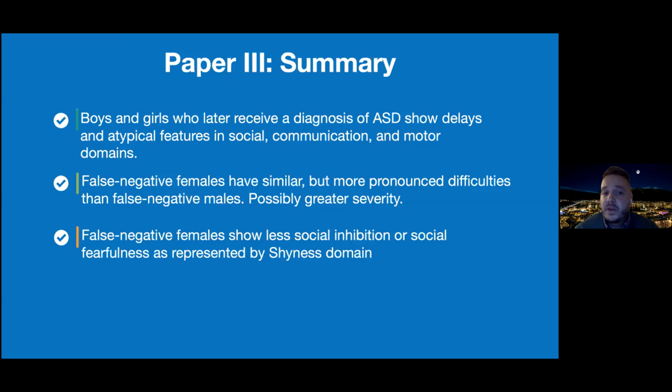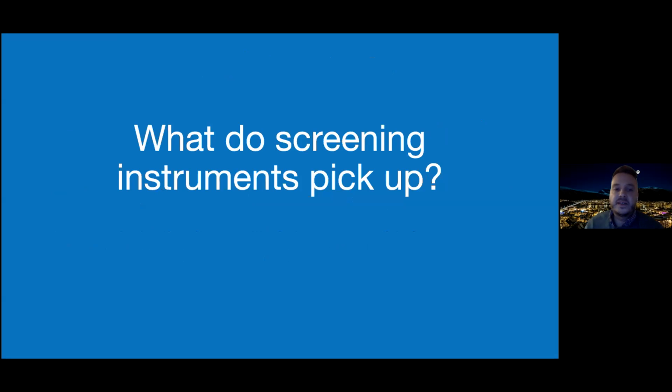So from this study, we know that 76.8% of kids with a later diagnosis of autism pass the MCHAT. No red flags raised, no follow-up, they just pass it. And false negative females have similar but more pronounced difficulties than the false negative boys, which indicates that maybe there is a greater severity of symptoms in females. But we see lower levels of social inhibition or fearfulness in females later diagnosed with ASD. So this was a very interesting study.